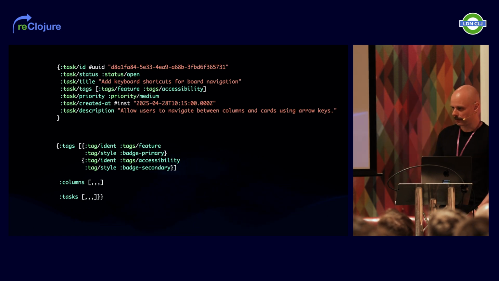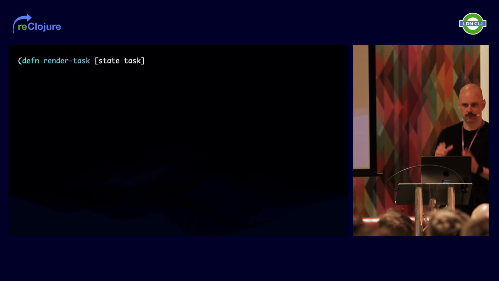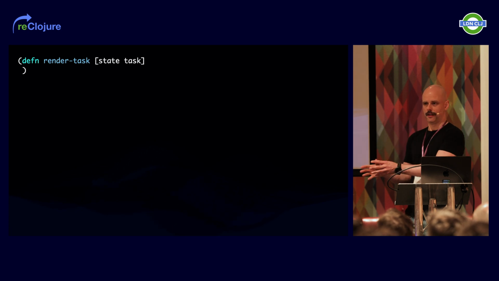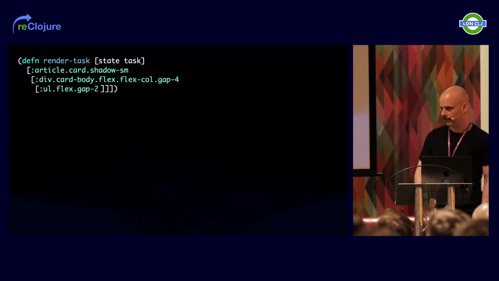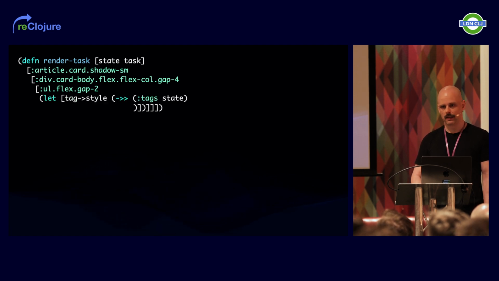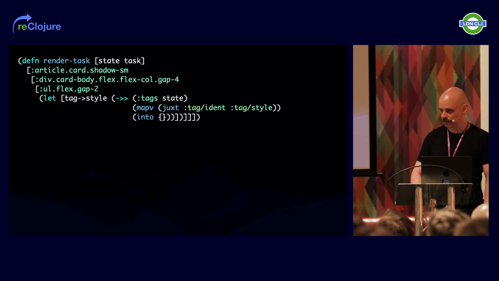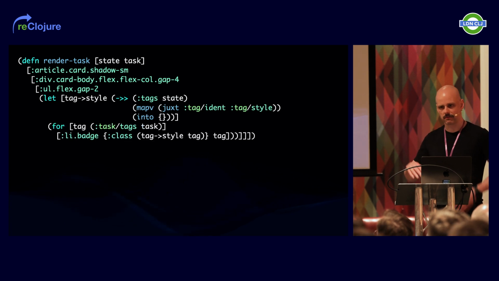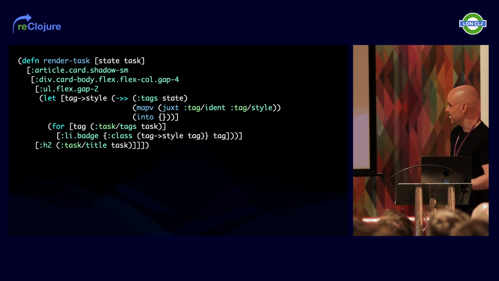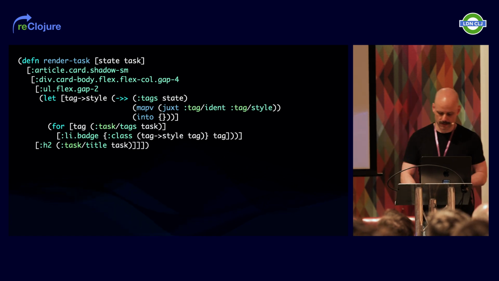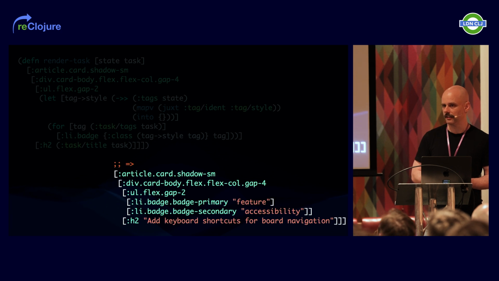To render something with Replicant, you feed it hiccup, James's wonderful creation. So we'll write a function to convert from the domain data to the hiccup, aka the UI data. And if you've used hiccup before, this will not surprise you. You'll have some elements, some classes. We're going to make a lookup table for the tags to render all the tags with the correct class name, put the title in there, yada, yada, yada. Eventually, you can call this function with some data, and you get some hiccup out the other end.